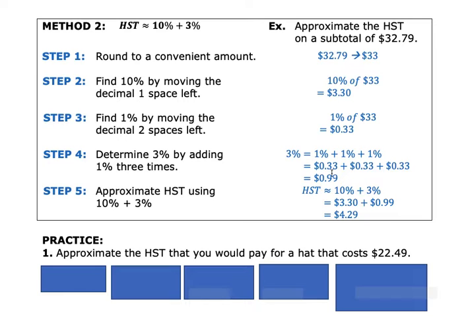And then all together, now we have 3% and we have 10%. This is a much closer approximation if we want to get a close value to the HST, the actual value. So 10% plus 3% is the $3.30, which is representing the 10%, and 99 cents, which represents 3%. So adding this together, you can use place values. It ends up being $4.29. So I do 9 plus 0 is 9. 9 plus 3 is 12. So write the 2, carry the 1. 3 plus 0 is equal to 3, but we carried the 1, so it's 4.